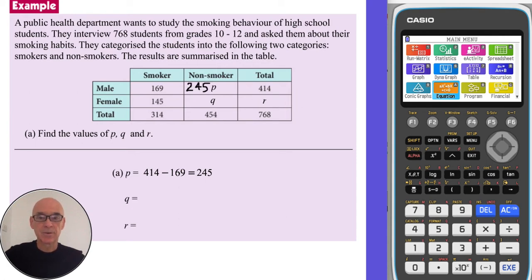To find the value of Q, we need to subtract that number, 245, non-male smokers, from the total number of non-smokers, 454, and that will give us Q. So Q is equal to 209. And to find the value of R, which is the total number of females, we need to add 145 to 209. And that's equal to 354.